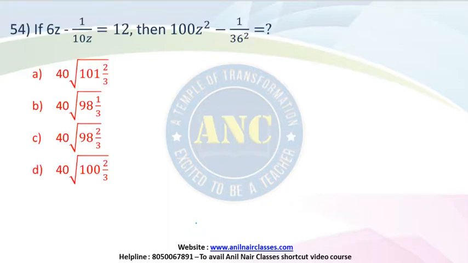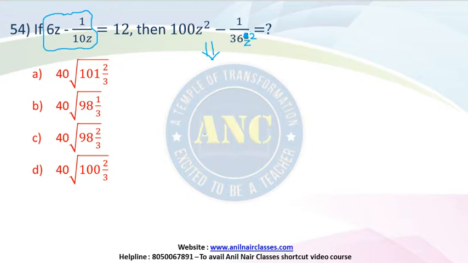Question number 54. Now see here. The question says 6z minus 1 by 10z is equal to 12. They are asking you for 100z square minus 1 by 36z square. It is not 36 square; the question says it is 36z square. That is the actual question.